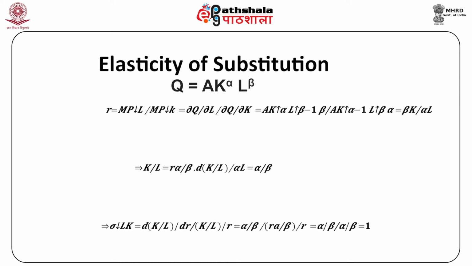Q = A K^alpha L^beta. R = MPL/MPK = del Q/del L over del Q/del K, which is equal to A K^alpha L^(beta-1) into beta, over A K^(alpha-1) L^beta into alpha, which is equal to beta K divided by alpha L. This implies K/L = R alpha/beta, so d(K/L)/dR = alpha/beta, which implies sigma LK = d(K/L)/dR times R over K/L, which equals 1.